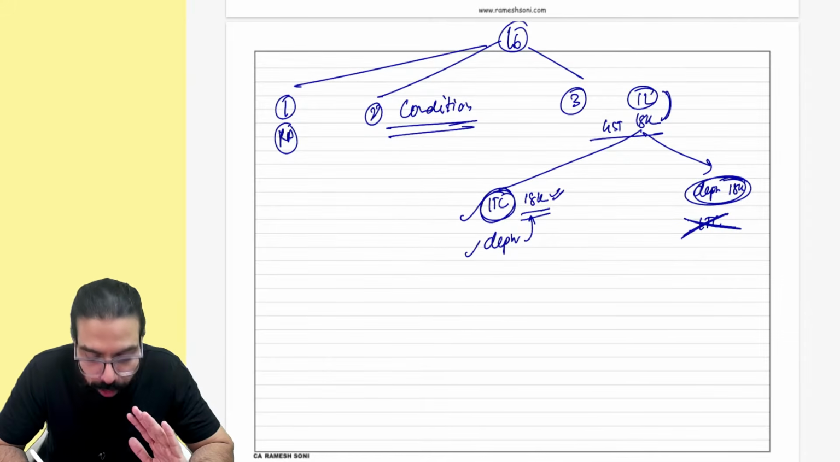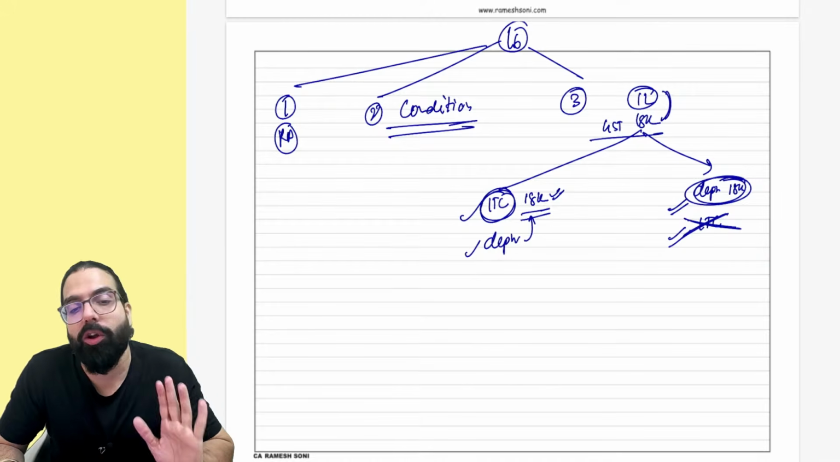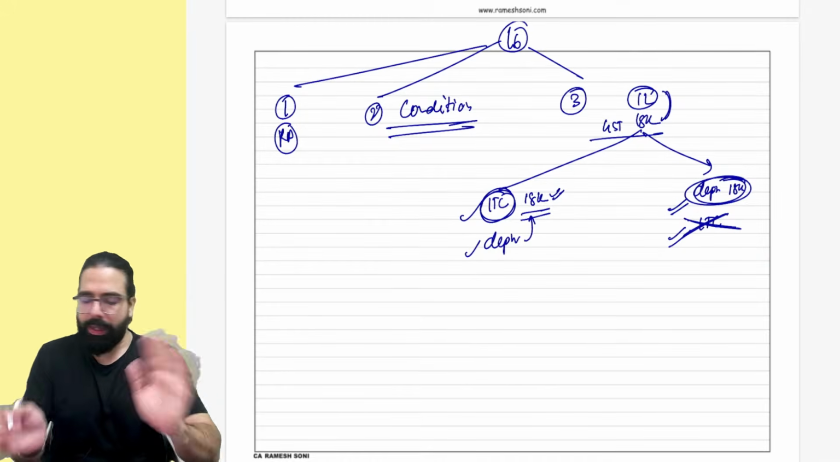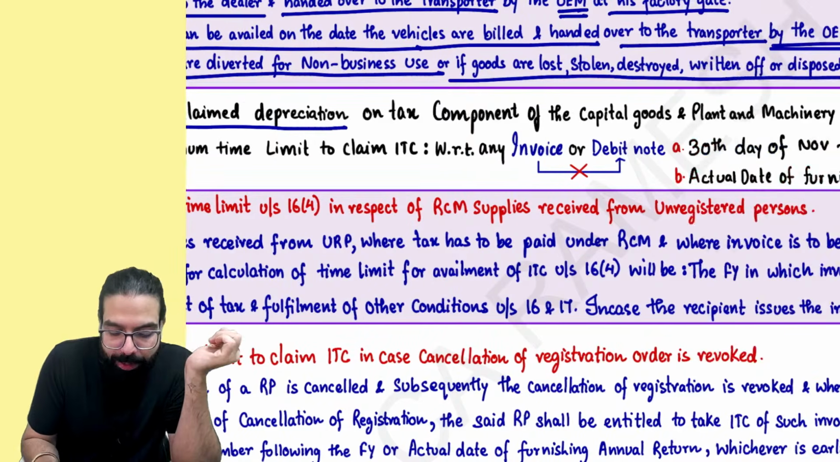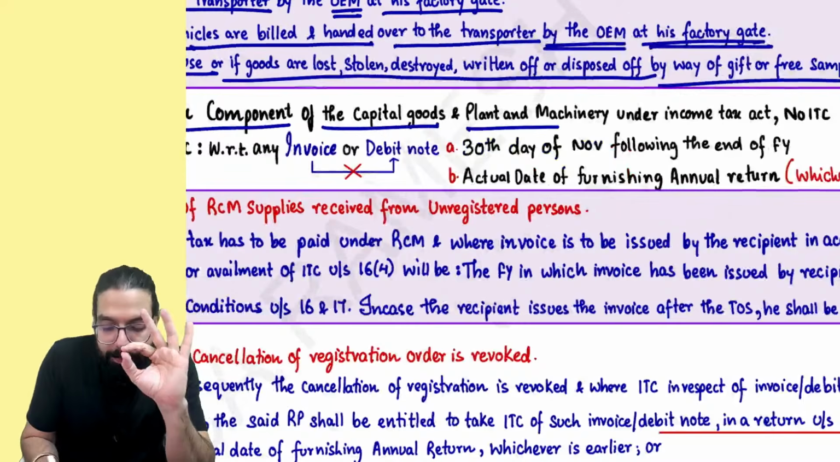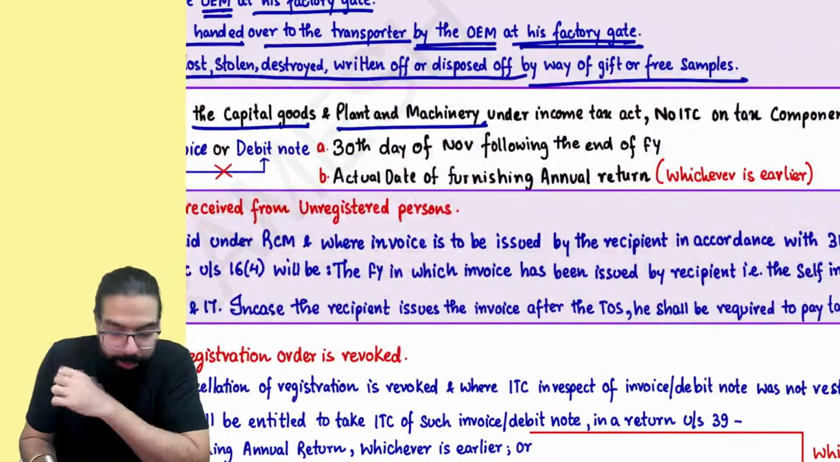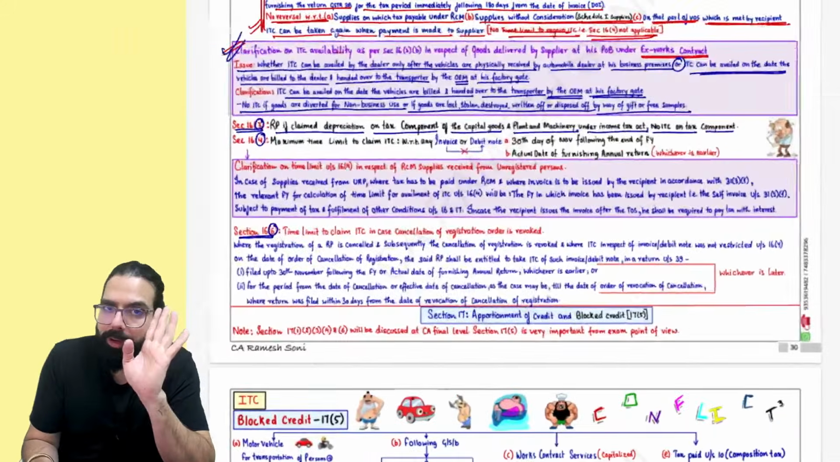If you take ITC, don't take depreciation. If you take depreciation, don't take ITC of the GST component. This point is very simple. If a registered person claims depreciation on the tax component of capital goods and plant and machinery under the Income Tax Act, there is no ITC on the tax component. You will not get the credit of the tax component if you take depreciation of the tax.